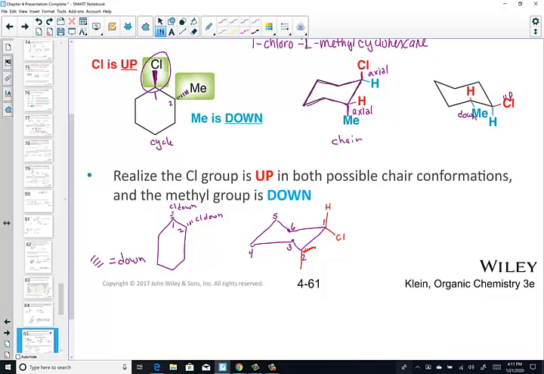So if the methyl group, I put a chlorine there again, didn't I? But this would be methyl if I kept it here. But the second functional group must also point down. So one has to be on the equatorial position. The other will be in the axial position, but they are both pointing down to achieve that.